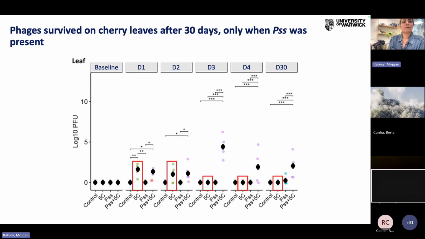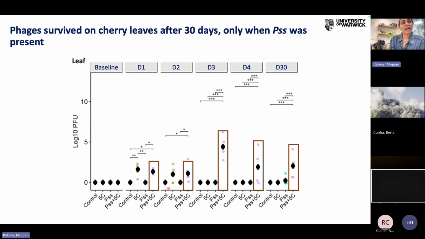When we have phage on its own, after day 3 you can see that we can't detect the phage anymore. However, when we have the pathogen, PSS, we could detect the phages. Because the phages rely on their pathogen for replication, in terms of safety this is very important, because farmers usually ask what happens to the phages when we don't have the pathogen around anymore.